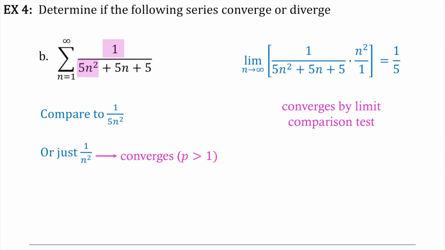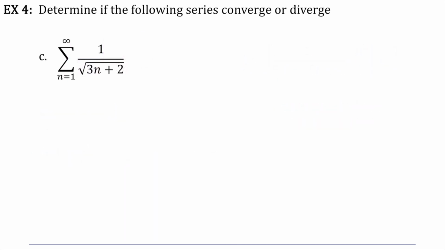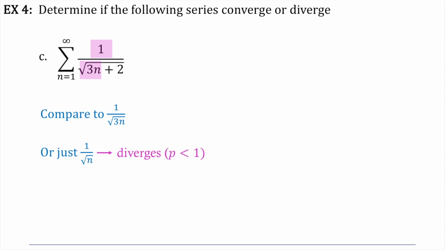They really do take practice. Oh dear, now we have a radical, but that's okay. The leading terms are basically 1 over the square root of 3n. So we could compare it to 1 over the square root of 3n, or perhaps just 1 over the square root of n. That's another p series, but it diverges because p is 1/2.